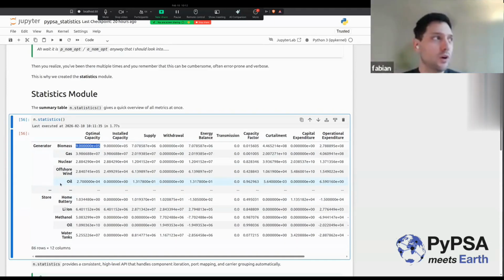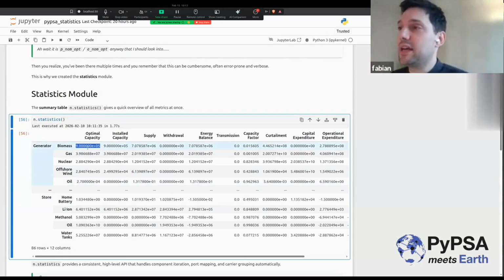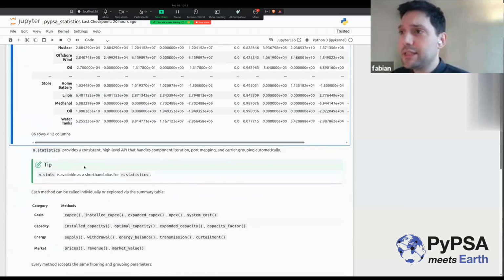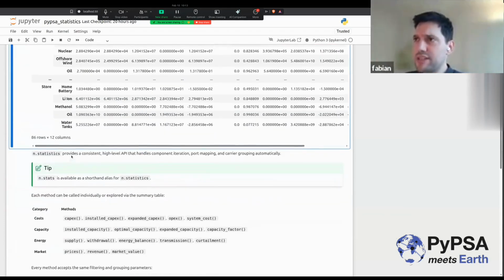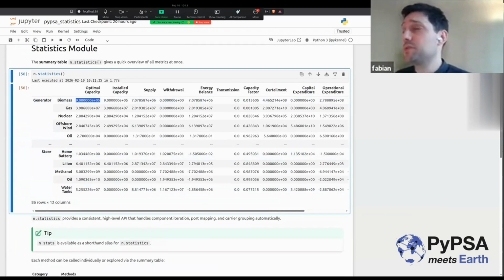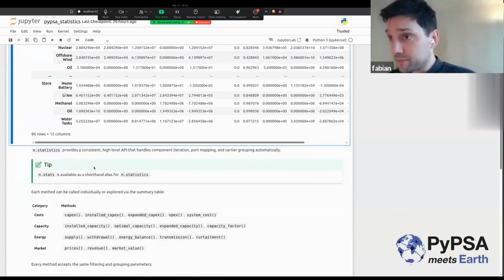We sometimes want to know, okay, what's actually happening with the capacity? Okay, we know there is a lot of biomass now, but actually, where is this biomass placed? And how is it operating perhaps? So all that stuff that might come up as natural questions, the statistics module can also help you with that. So I already said it's not only a function, it's also an access point.